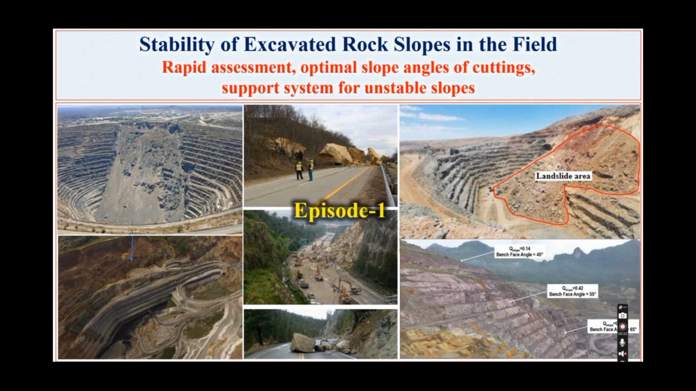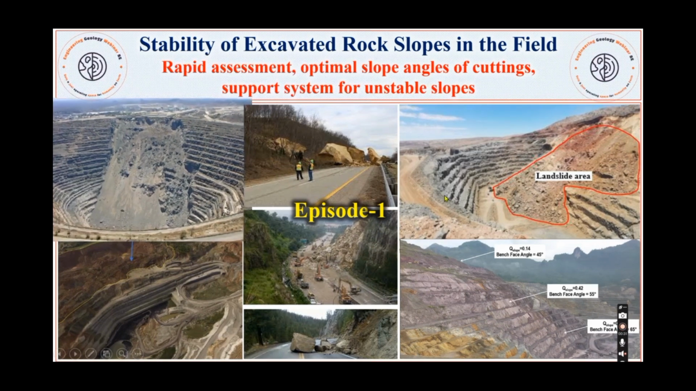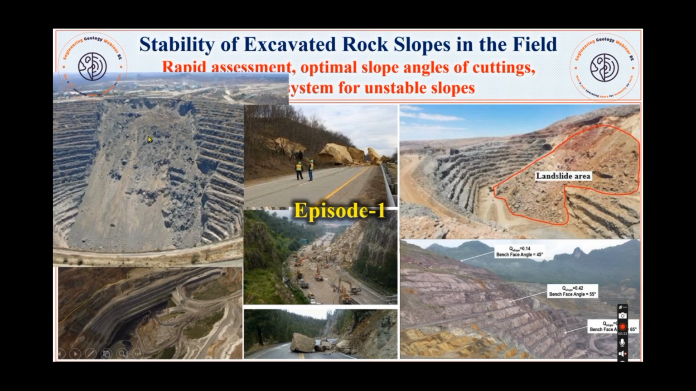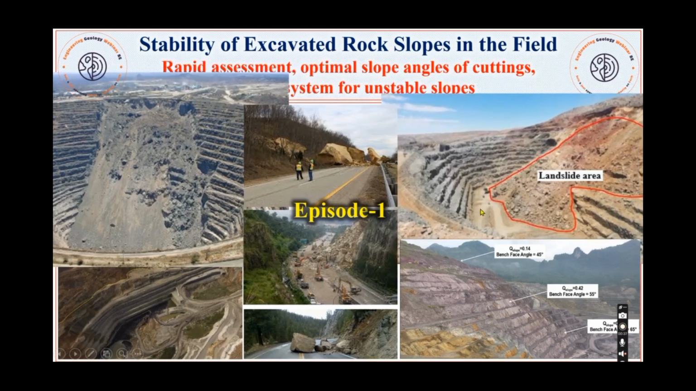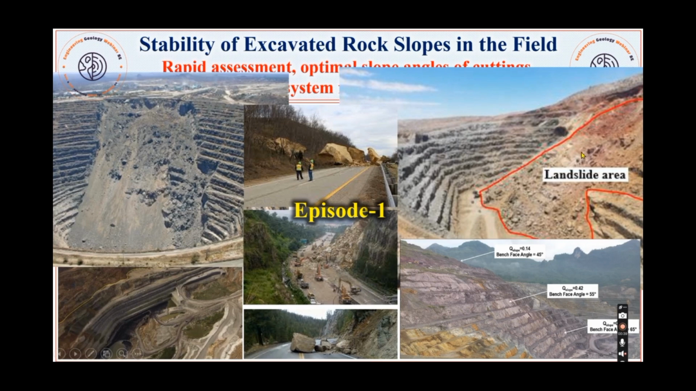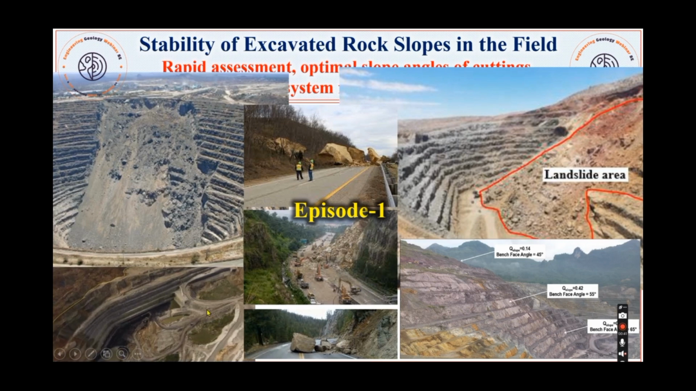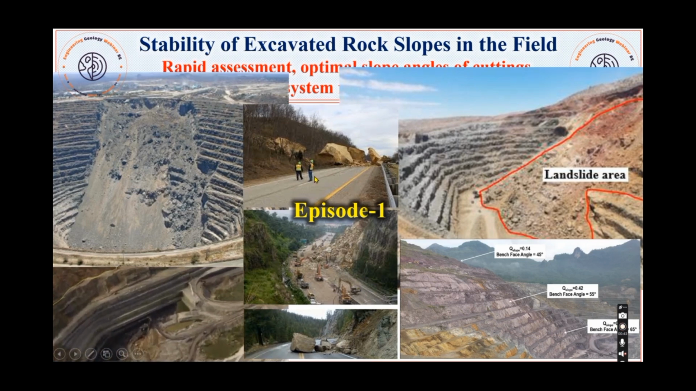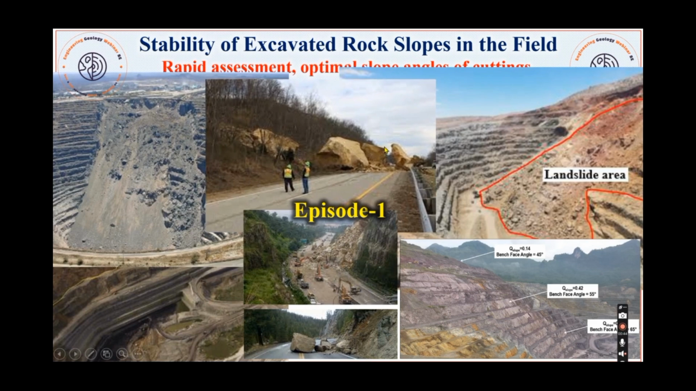So these are mining projects, failed slopes, and these are also landslides at mining sites. These are road projects, rockfall at road projects. These are also slides and falls at road projects. These are stable bench face slope angles on mining sites.